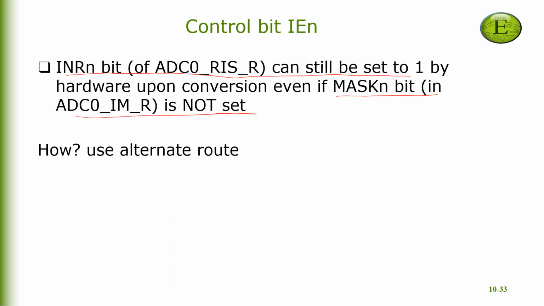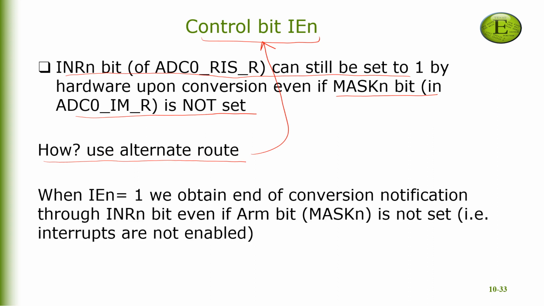But how do we do that? Well, we can use an alternate route, and that's where the role of control bit IEN can be highlighted. The solution is that if we set the IEN bit equal to 1, then even if the interrupts are not enabled, we can still receive the end of conversion notification through the INR N bit, that is the trigger flag. So this trigger flag will still be set to 1 even if the interrupts are disabled. This is an alternate route to obtain the end of conversion information from the trigger flag, but that requires us to set the control bit IEN equal to 1.